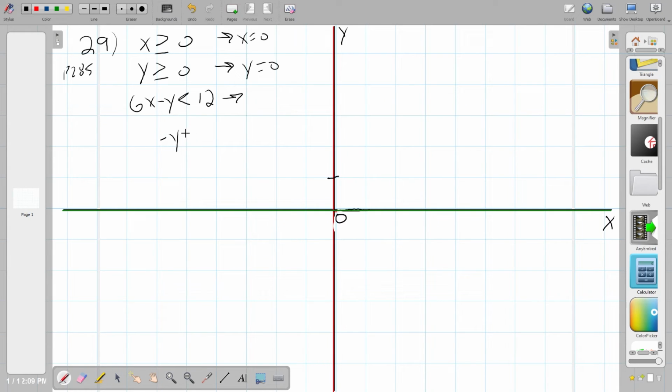Negative y is less than 12 minus 6x. So y is equal to negative 12 plus 6x.